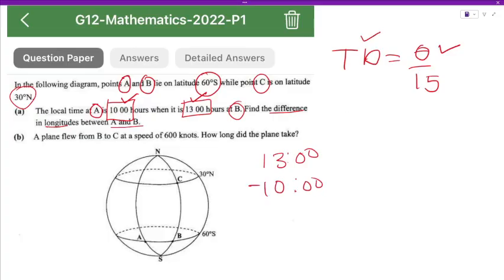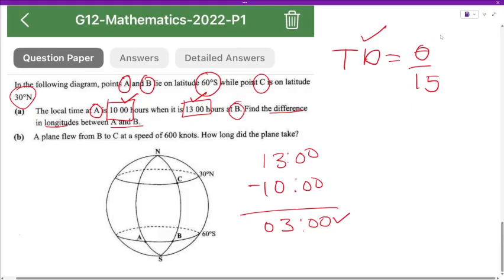That will give us what? The time difference. So when you subtract there, you're going to get 3 hours. That is your time difference. So all we have to do now is convert this time to what? Degrees, which is going to give us our theta. Remember we said the theta comes from the difference in what? The difference in degrees, in longitudes.